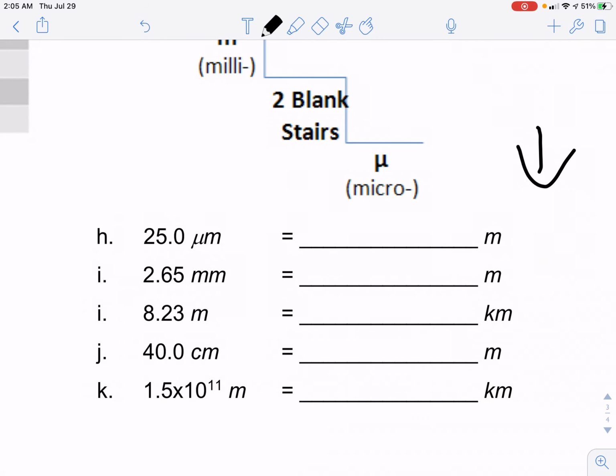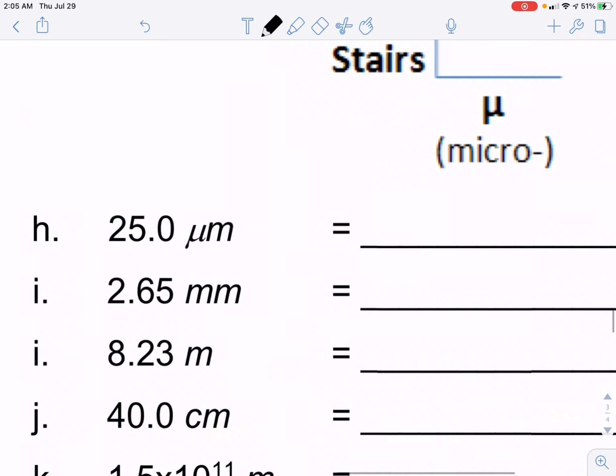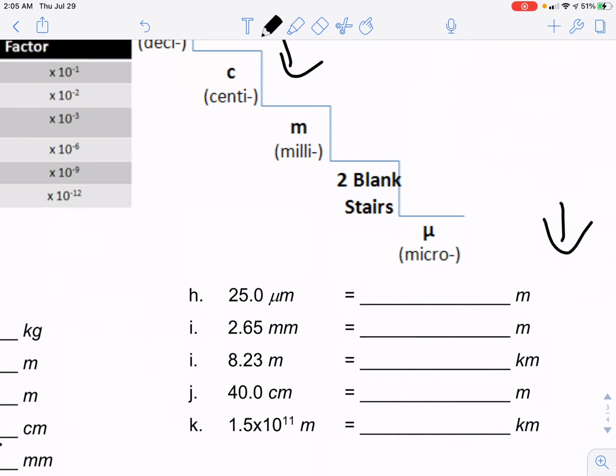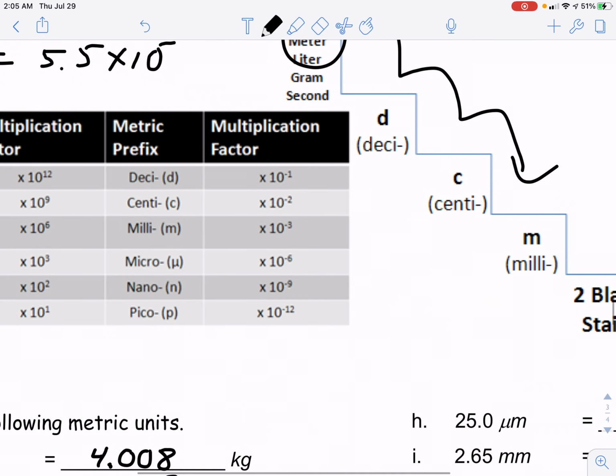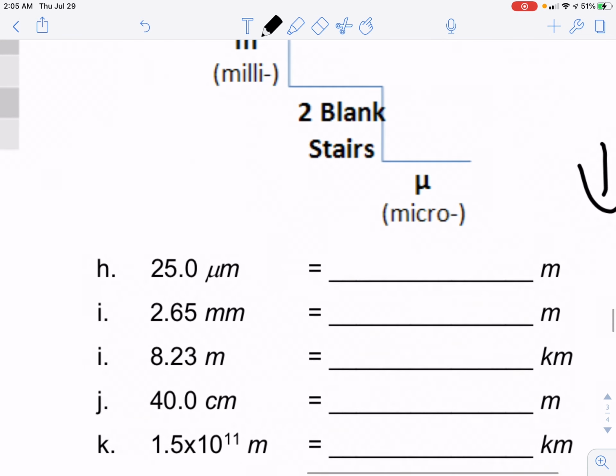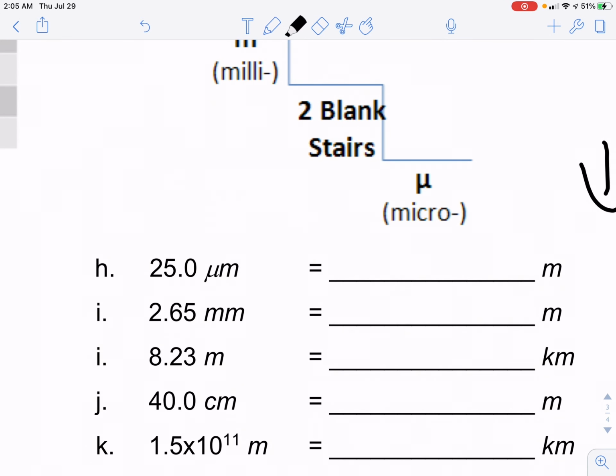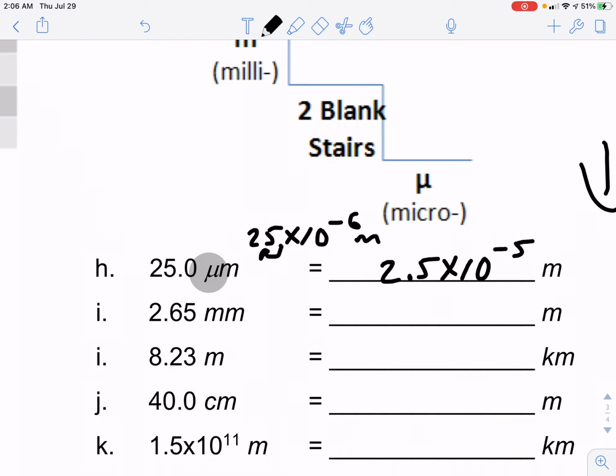Letter H, I'm going to replace this as 25. This little symbol right here is the Greek letter mu, and you can see it stands for micro, which is times 10 to the negative 6, really small. So if I replace the micro, this would be the same thing as 25 times 10 to the negative 6 meters. And if I take the decimal and move it 1 space over, that changes the exponent by 1, making it 1 more factor of 10 positive. So 2.5 times 10 to the negative 5 meters.